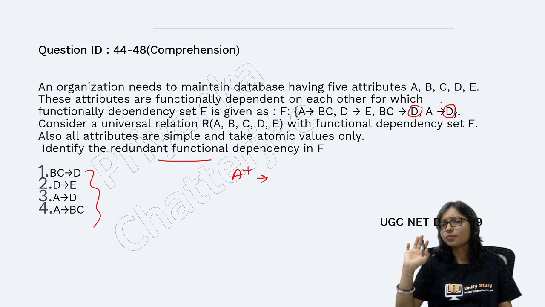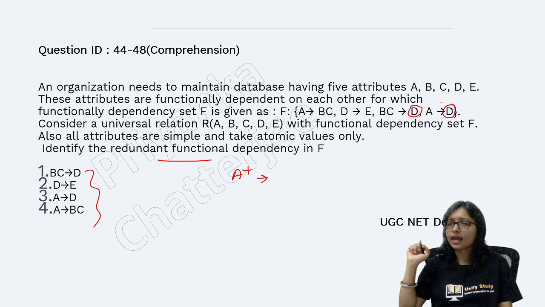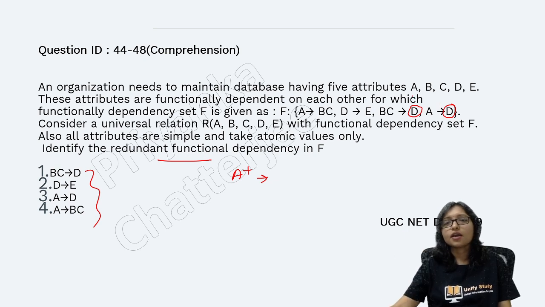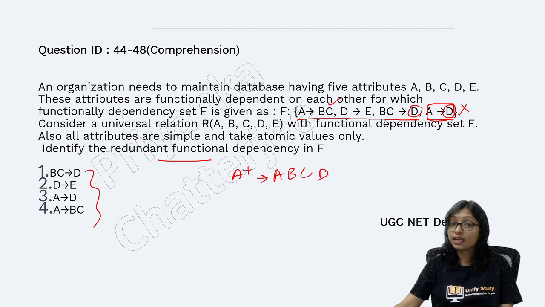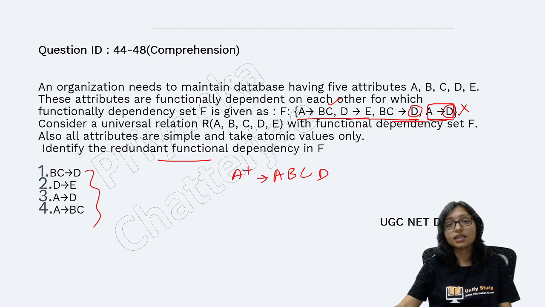Now your target will be to remove any one of them and check whether I can still get it. First, target A implies D, this one I am going to remove. That means in my hand only these three are there. By these three, can I get A closure with D? You can see A can determine BC, BC can determine D, and from D it can be determined E. So in A closure, even without this one, I can determine everything.